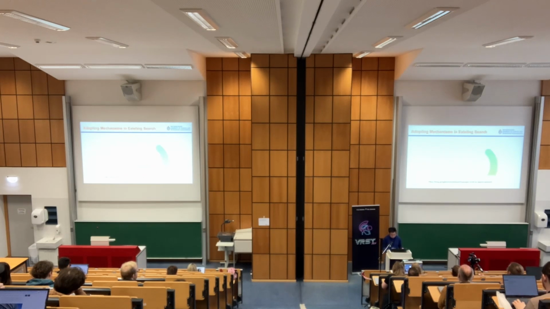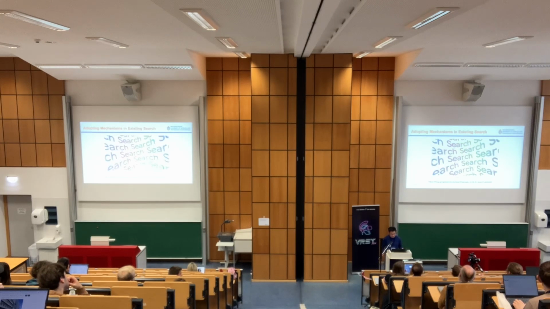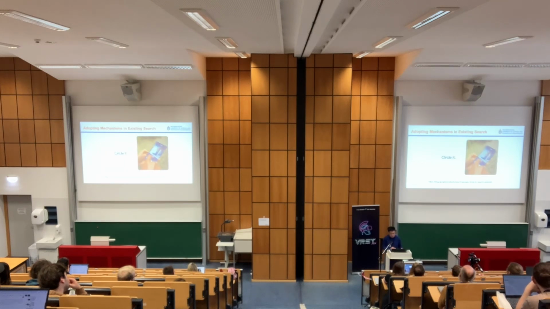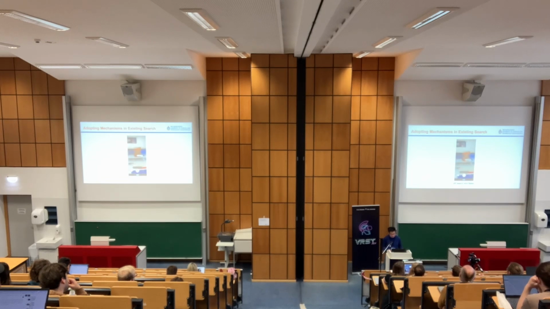We're also inspired by mechanisms that exist in the search space. For example, with Google Circle to Search, you can go on the phone, circle an object, select the area that you want to search, and it returns the result to you. We're also inspired by other search, such as Baidu's AI search, where you can scan an object and it will give you more information about the search result that you're looking at.